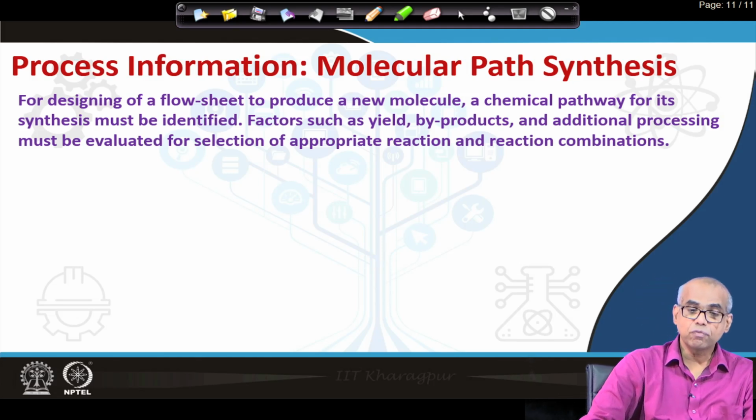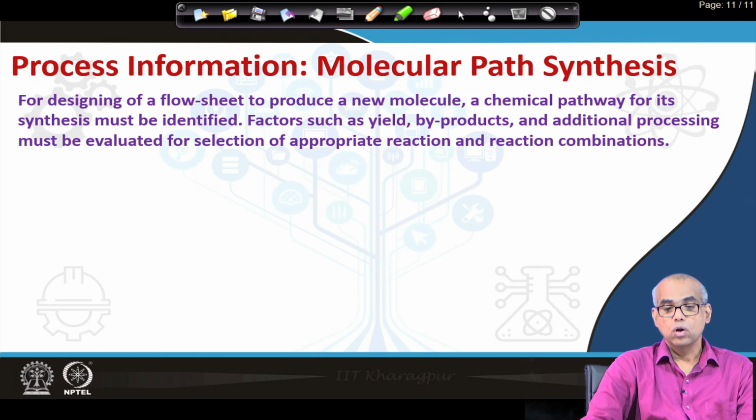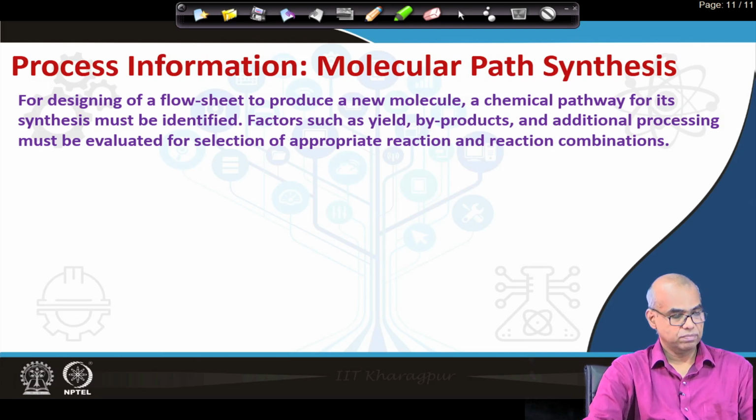When you are designing a flow sheet for production of a new molecule, a chemical pathway for its synthesis must be identified. So, molecular path synthesis will be required when my target product is a new molecule. Factors such as yield, byproducts and additional processing must be evaluated for selection of appropriate reaction and reaction combinations.